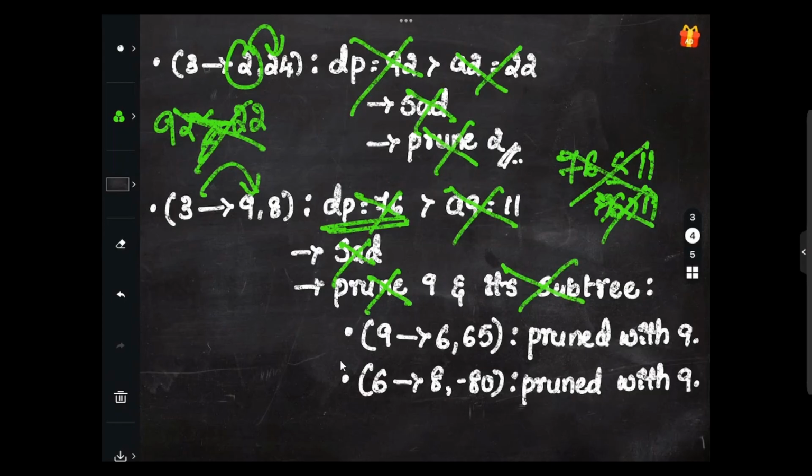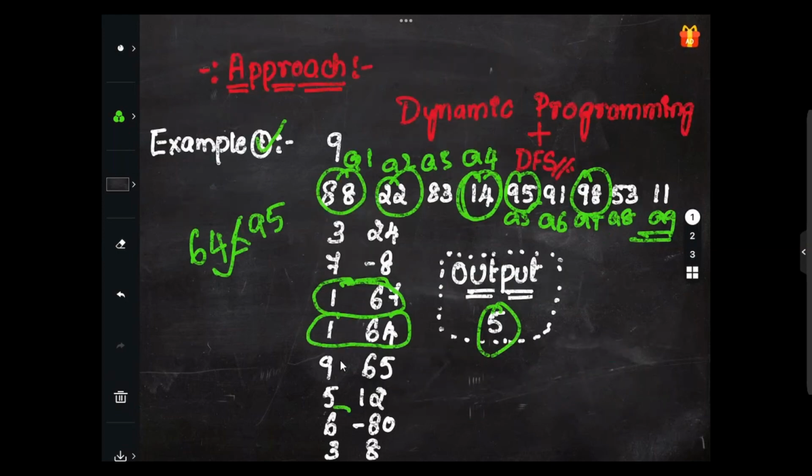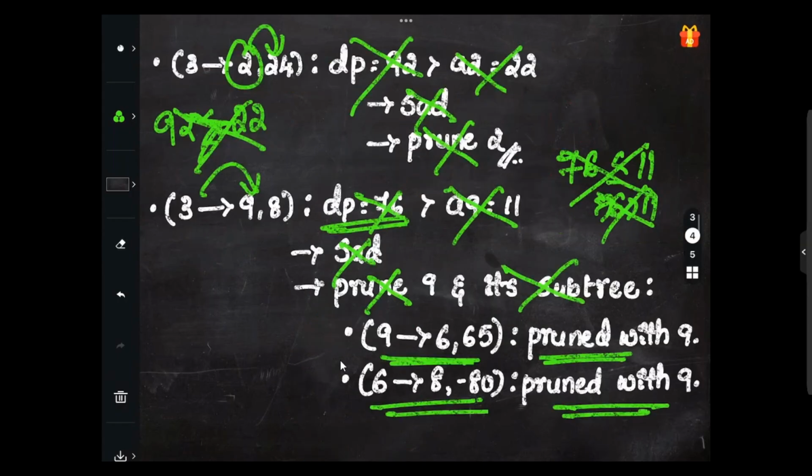So if you remember, this will be 9 6 comma 65. This is pruned with 9. Basically we are pruning with the subtree, right? So you can just look into it. 6 to 8 comma minus 80 pruned with 9. 9 to 6 comma 65, 8 to 6 comma minus 80. This one and this one we are speaking of. 5 and 12 we are already done. This part is already done basically, right? So this is fine.